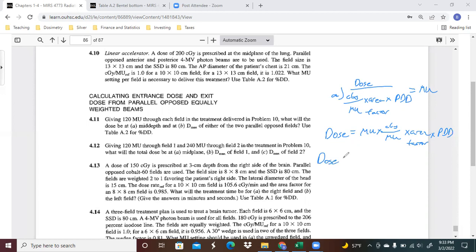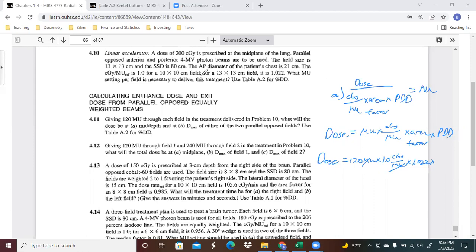So the dose at midplane, we know that the monitor units are going to be 120. We know that the dose rate is going to be 1.0 centigrade per monitor unit. We know that the area factor is going to be 1.022. We know all of this because it's spelled out here. There's an area factor. We know what the reference centigrade per monitor unit is. And then we need to know what the PDD is.